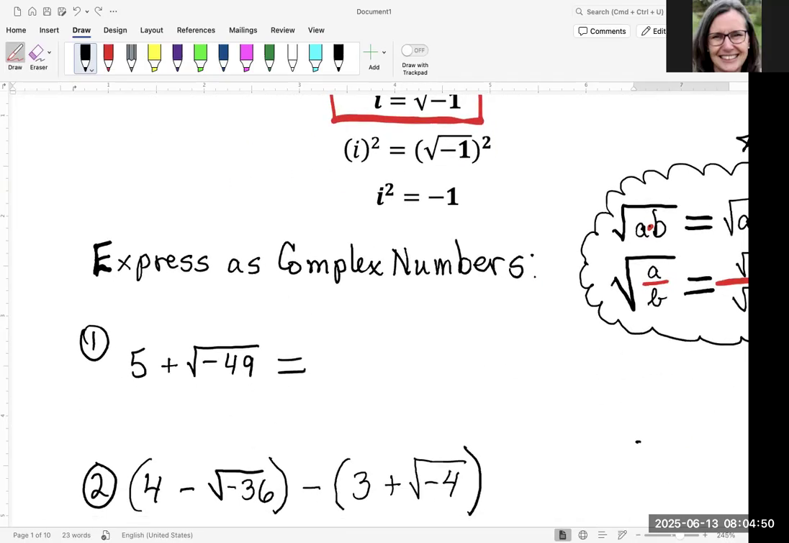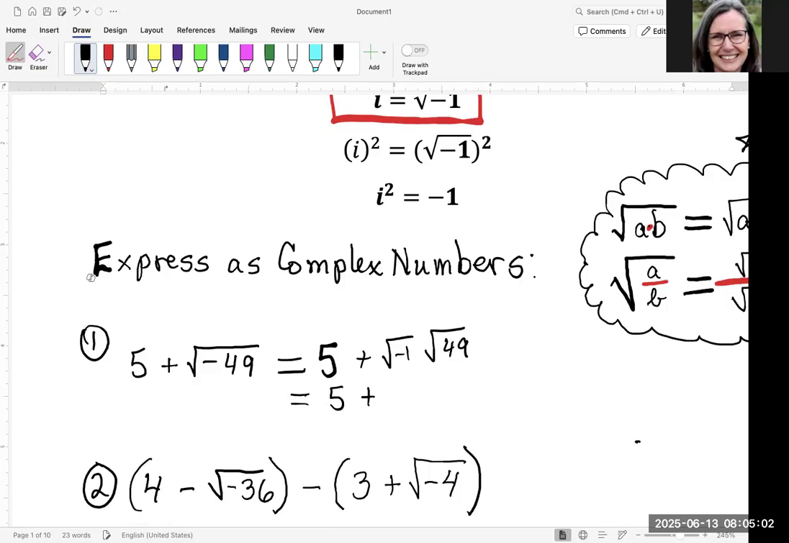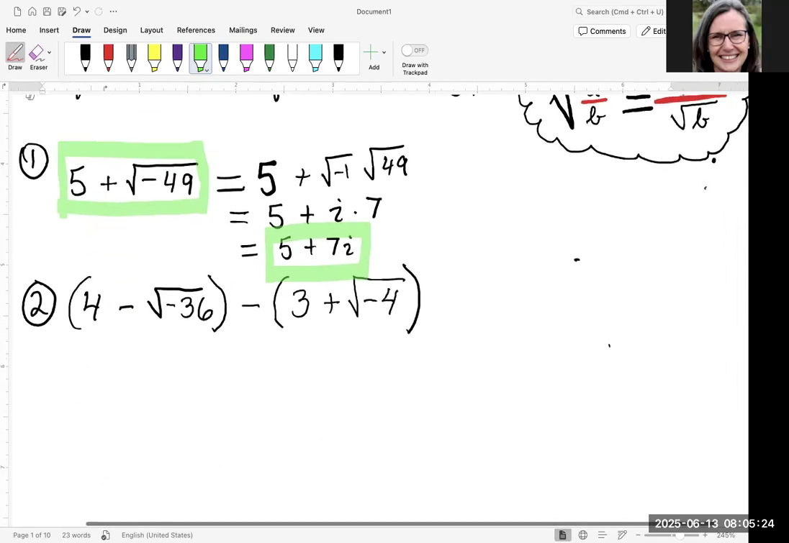Given that fact from previous lessons, we can rewrite this as 5 plus the square root of -1 times the square root of 49. So we have 5 plus i times 7. We put the number before the imaginary part, and this is our simplified version of what we are originally given. Again, this is an expression. We are rearranging the expression.